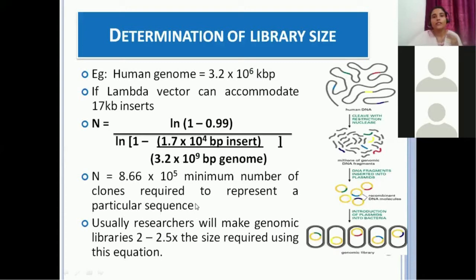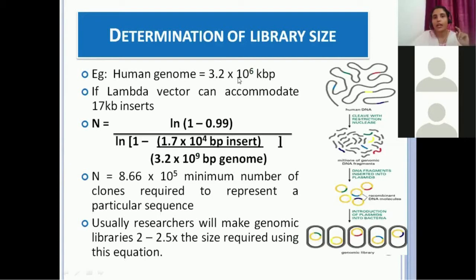So what is the minimum number of clones that you need to produce? You can put it in the formula. N is equal to log of 1 minus P, where P is the probability, and most of the time it is 0.99, okay, 99%, divided by log of 1 minus your insert size. Here they have converted kilo base pairs into base pairs, 10 raised to 3, so 1.7 becomes 1.7 into 10 raised to 4 base pairs, divided by your whole genome. This divided by this is the fraction, right?